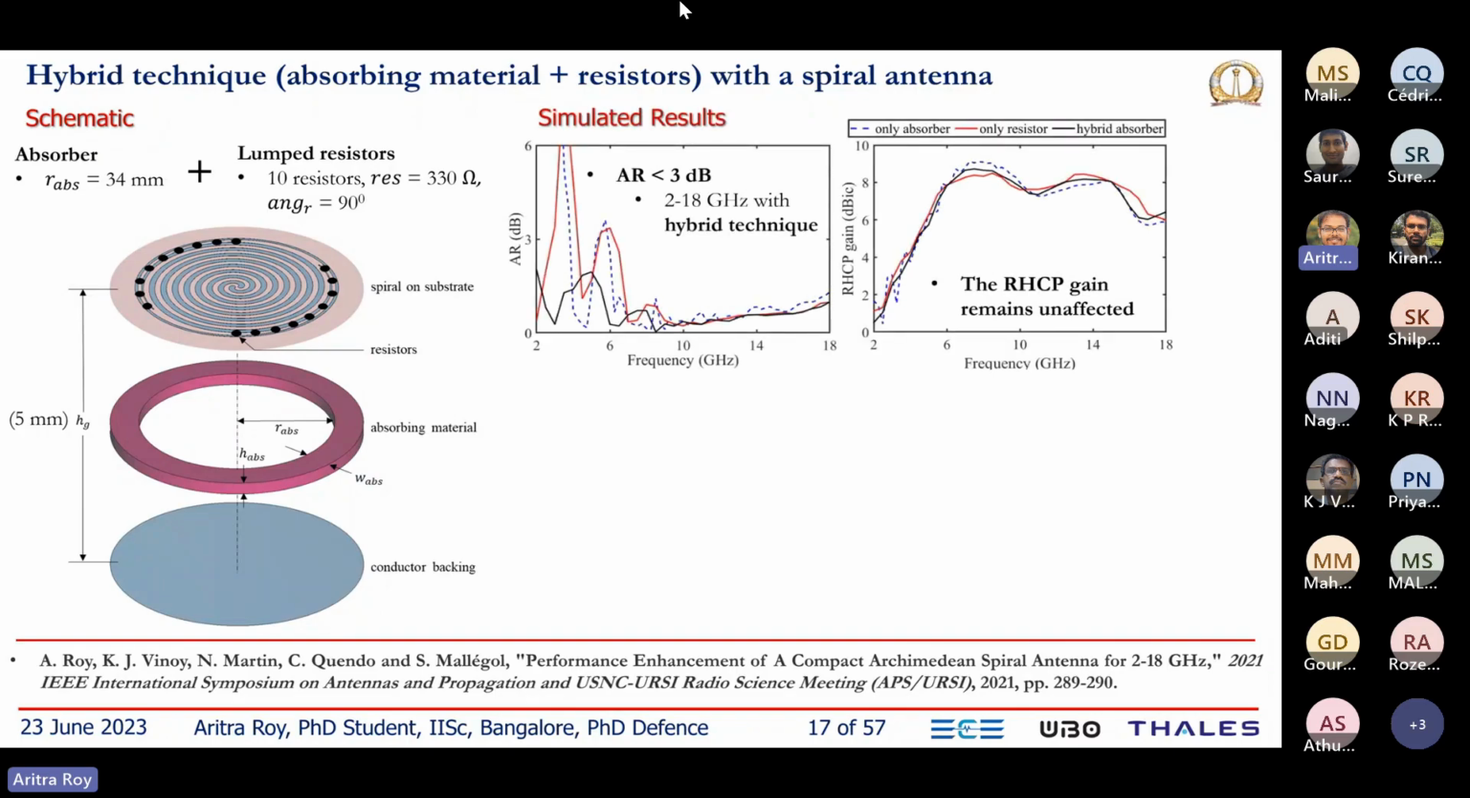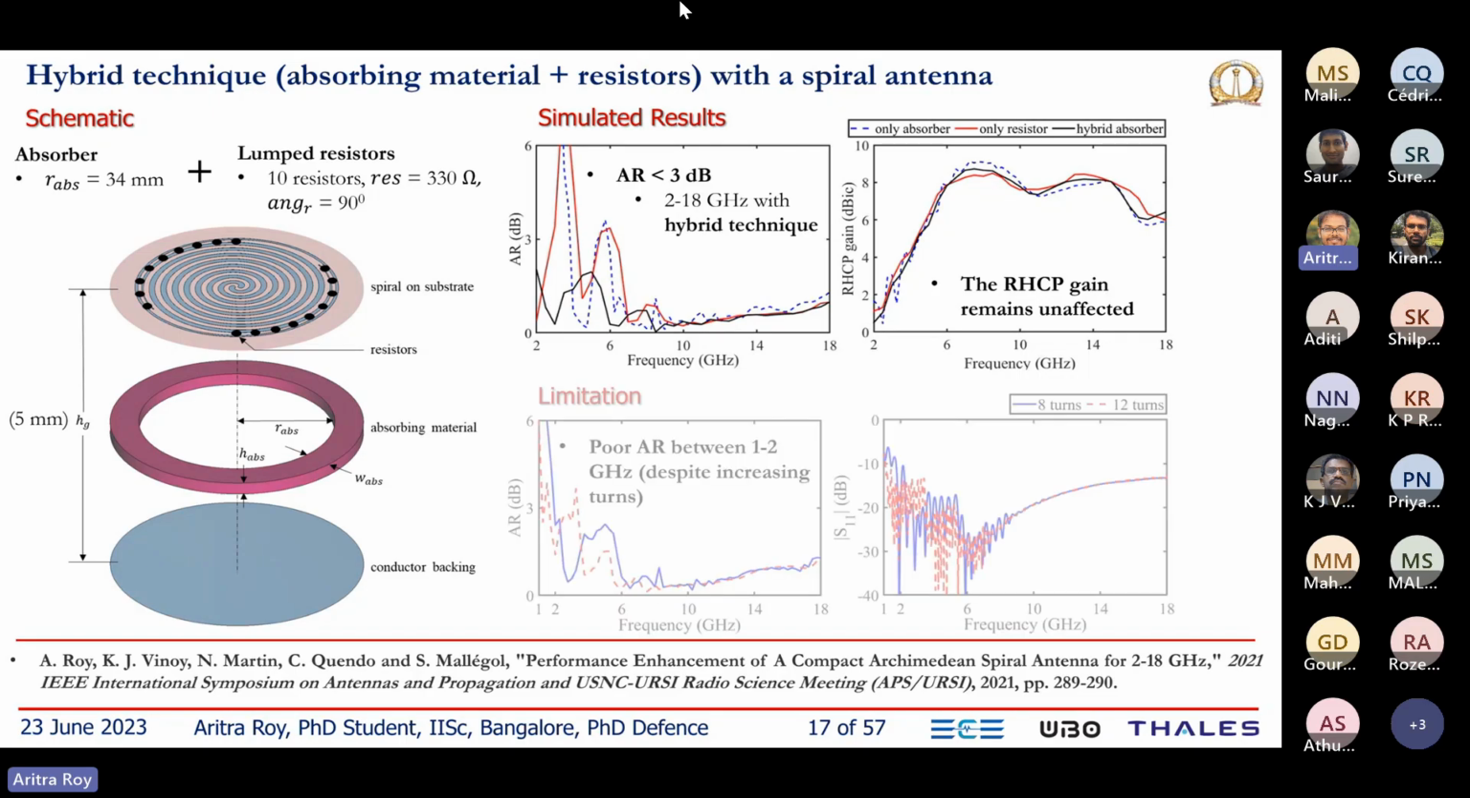Here I have plotted the axial ratio and gain for only absorber, only resistor, and with our proposed technique. What we can see, only absorber and only resistor does not give us good axial ratio in low frequency, whereas when we use both of them with optimum parameters, we can get a good axial ratio throughout the band. And most interestingly, the RHCP gain throughout the band remains unaffected. So in this way, we have improved the absorbing technique over other classical techniques.